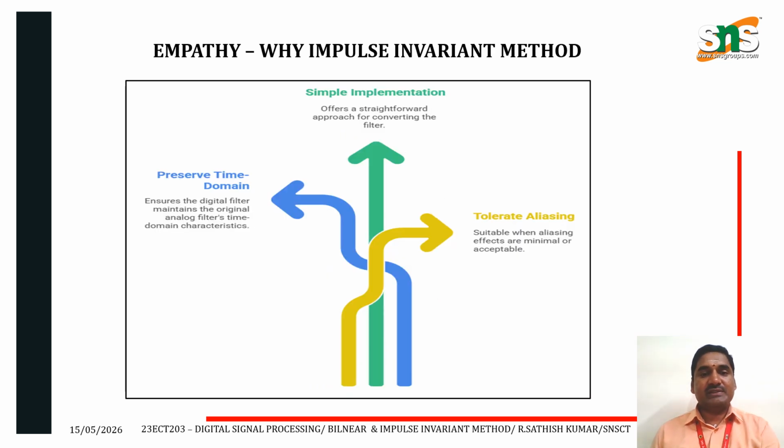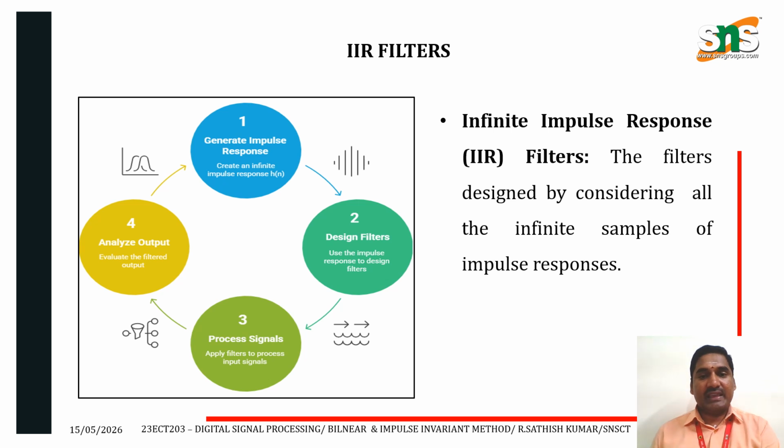Next one, why impulse invariant method? First, it preserves the time domain: it ensures the digital filter maintains the original analog filter's time domain characteristics. Simple implementation offers a straightforward approach for converting the filter, and tolerance to aliasing is suitable when aliasing effects are minimal or acceptable. Next one, IIR filters generate impulse response, design filters, process signals and analyze the output. The filters designed by considering all the infinite samples of impulse response are called IIR filters.